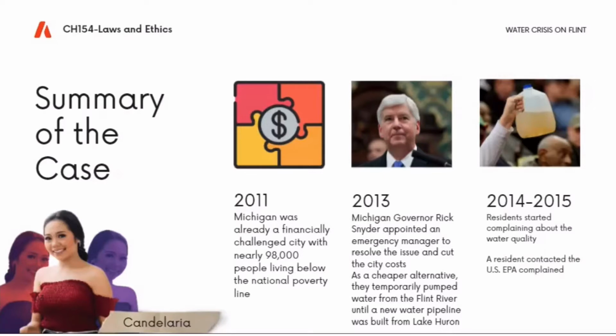In February 2015, residents contacted the U.S. Environmental Protection Agency and complained about the discolored water. The response came to light only after a study was conducted in the fall of 2015 by researchers at Virginia Tech and with the help of the residents.